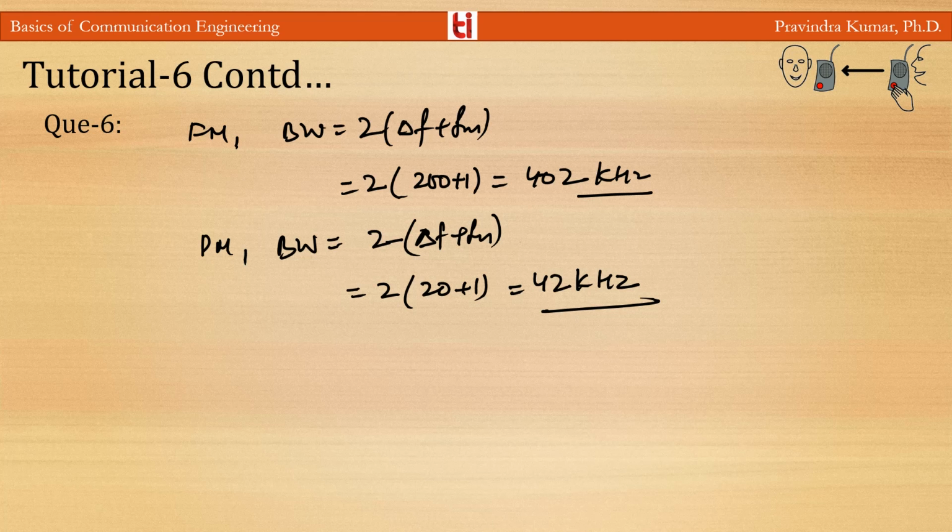However, it roughly doubles the bandwidth of PM, indicating that the PM spectrum is sensitive to the shape of the baseband spectrum. The FM spectrum is relatively insensitive to the nature of the spectrum of the baseband signal. So this is the comment on the FM and PM spectrum.